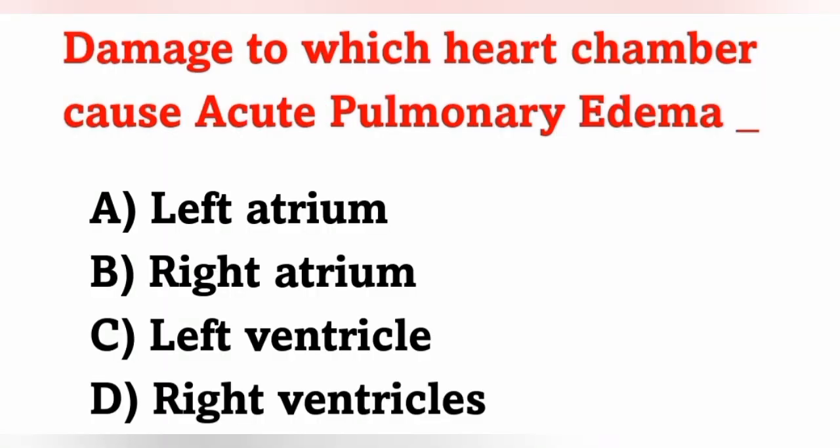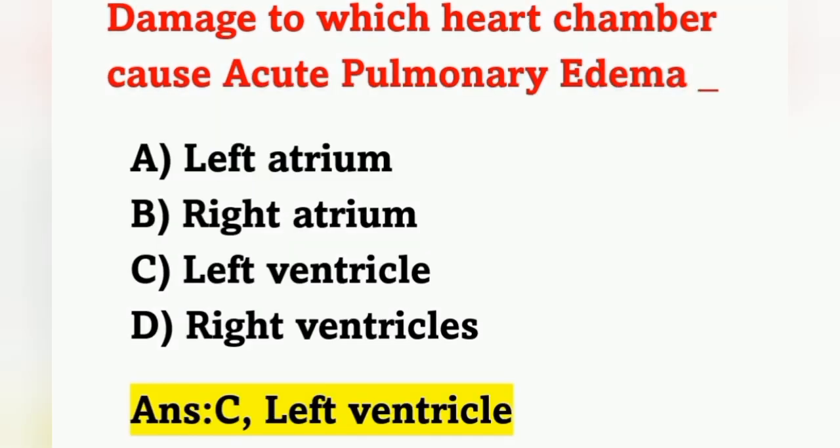The next question, damage to which heart chamber causes acute pulmonary edema? Option A left atrium, option B right atrium, option C left ventricle and option D right ventricle. Damage to which heart chamber causes acute pulmonary edema? Correct answer is option C, left ventricle.